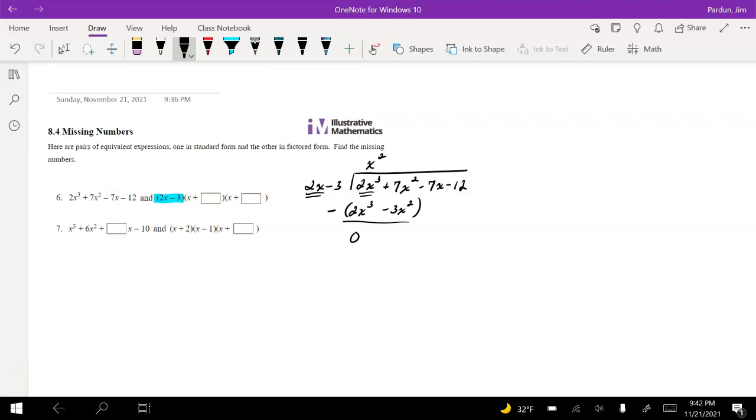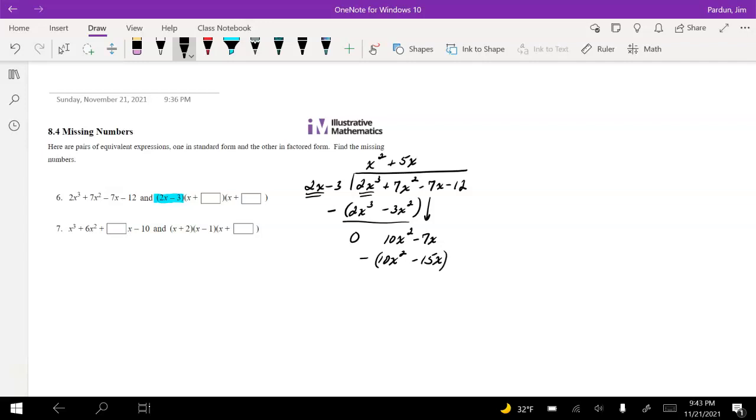7x squared minus a negative 3x squared gives me positive 10x squared. And I'm going to bring down my negative 7x. And we start the game all over again. What times 2x is going to give me 10x squared? And that's going to be a 5x. So then I multiply 5x times 2x, that's 10x squared. 5x times negative 3 is negative 15x.